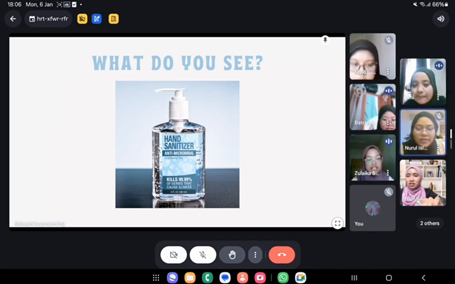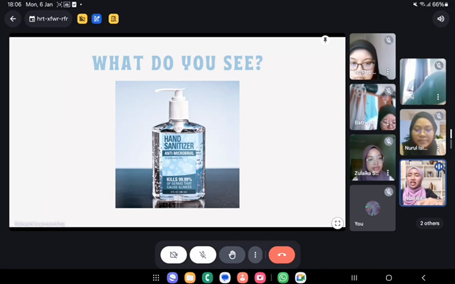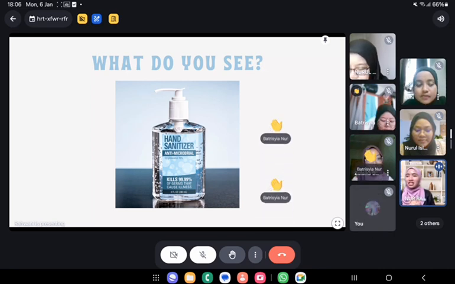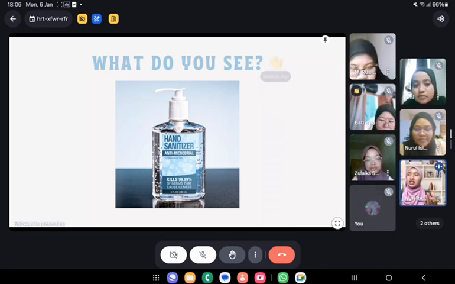Hand sanitizer. Alright, thank you everyone. So this is a picture of hand sanitizer. If we talk about hand sanitizer, what comes to your mind? It contains alcohol, Miss. Alright, thank you Mahimaira, and thank you Nura and Baki. So hand sanitizer contains alcohol.